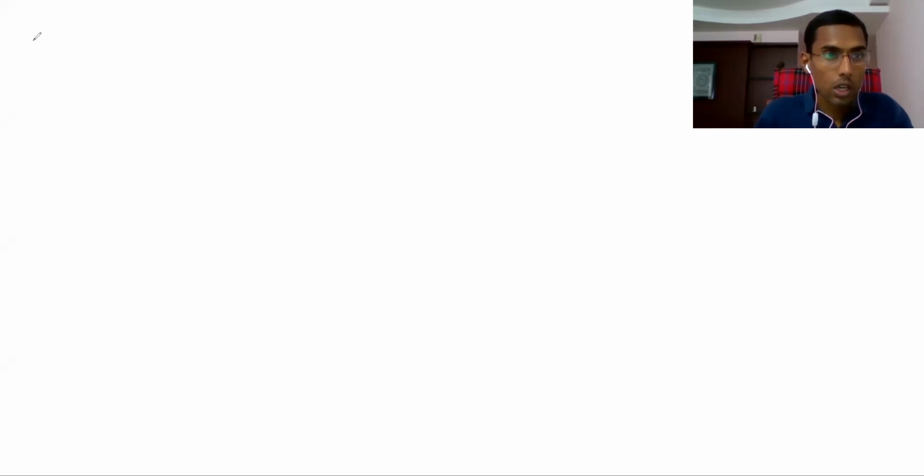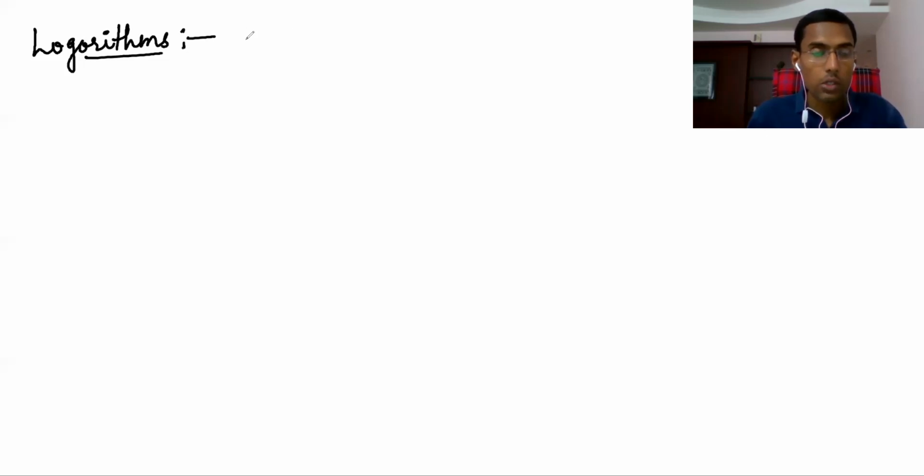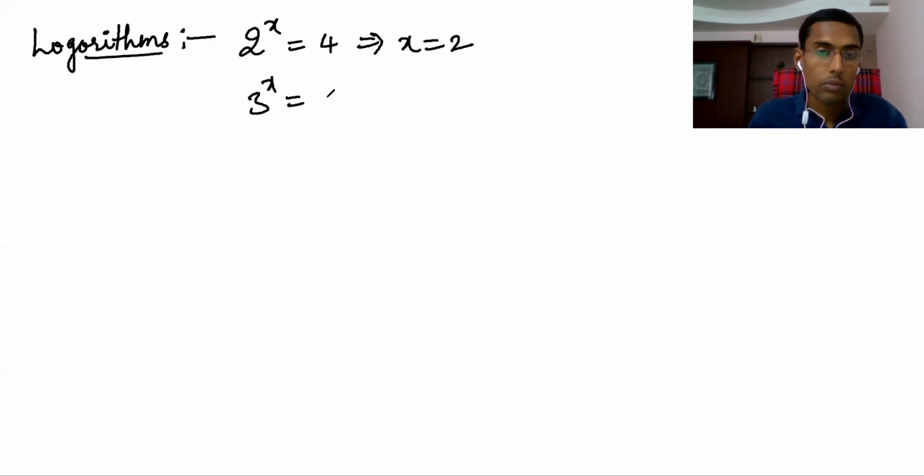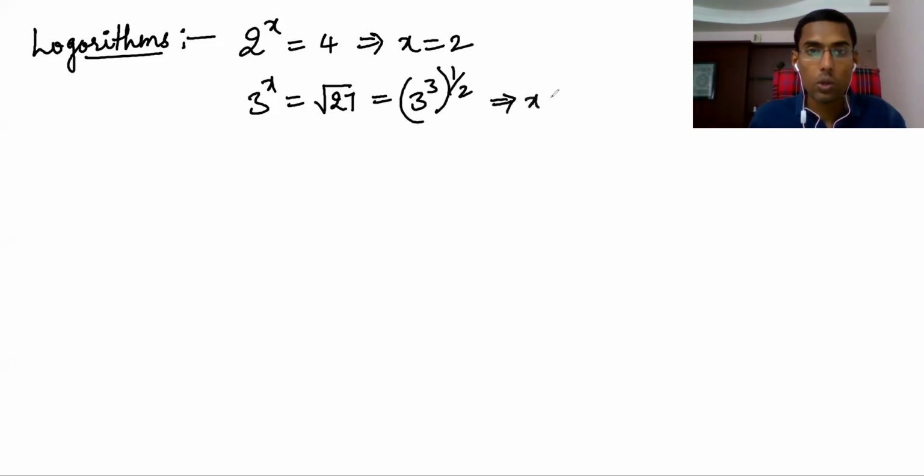Today we are going to learn logarithms. So where has this logarithm come from? Let's say 2 power x is 4. Then you can simply write x equal to 2. If 3 power x equals, let's say, root of 27, then also you can write it, because root 27 is 3 to the power of 3, whole to the power of 1 by 2. That implies x equal to 3 by 2. So like that you can write.